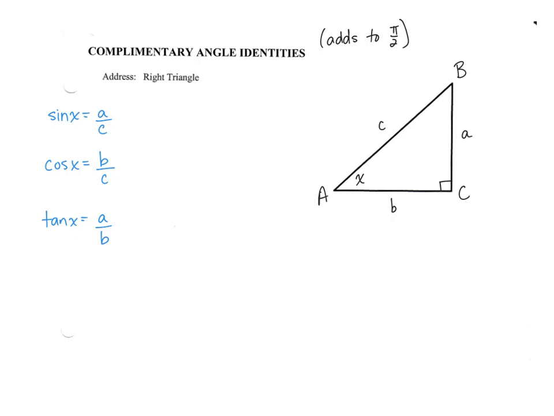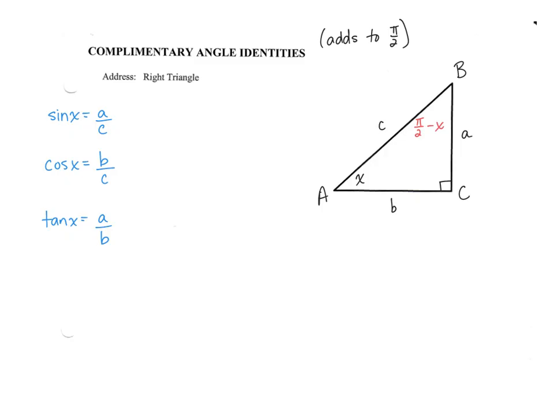Since we know our triangle adds to 180, and we already have a 90-degree angle or a pi by 2 angle, we can say that this angle here will be pi by 2 minus x, because we know that the other two angles have to add to 90 degrees in order for this triangle to add up to 180 degrees.